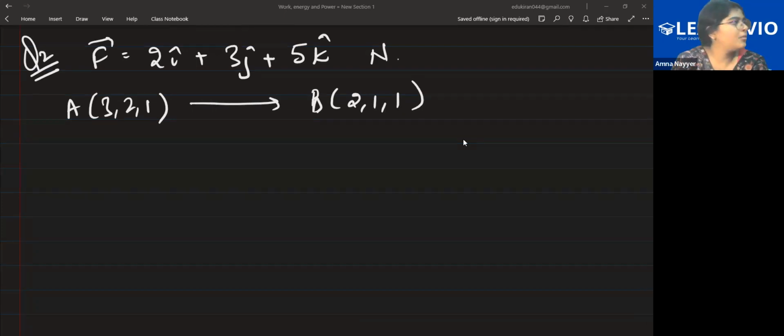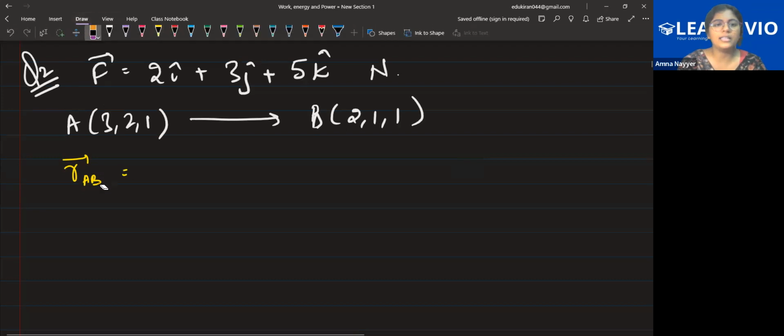Now, see, force is equal to 2I cap plus 3J cap plus 5K cap. Now you have 2 points, A where 3 comma 2 comma 1 is given. You have another point B where 2 comma 1 is given. Now first you have to find out the displacement, right? R, A, B. You have to first find out the displacement. So before that, you should know what are these points exactly.